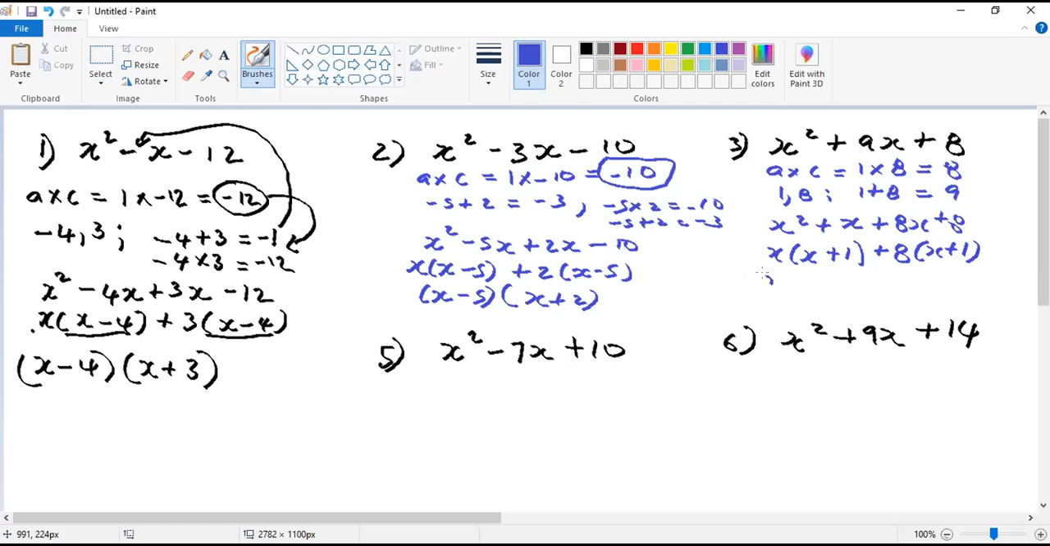And now we have x plus 1 common. We can say x plus 1, x plus 8. And we'll finish.